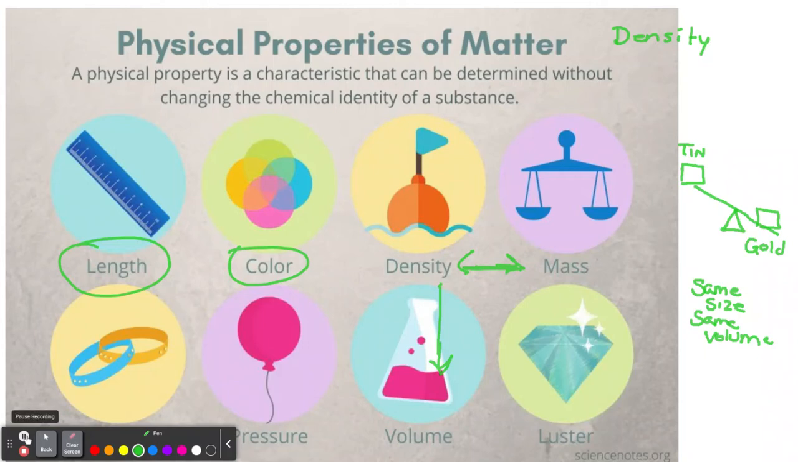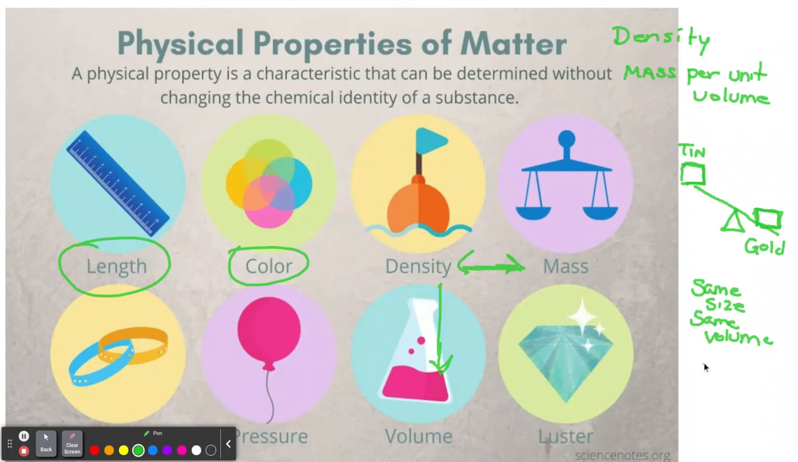I'll make another scale. Basic definition is more mass is packed into gold than tin. So it's the mass per unit volume. Mass per unit volume. And mass, again, is how much matter you have. So there's more matter packed into gold than there is tin, even though they're the same shape.